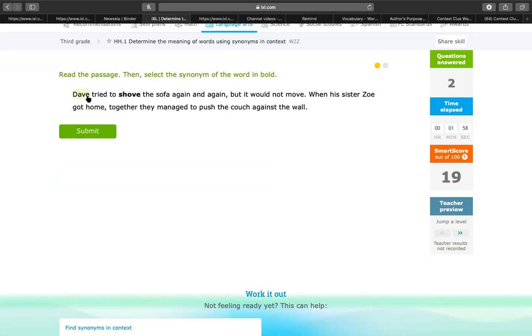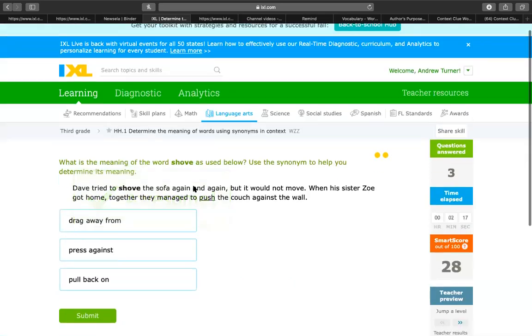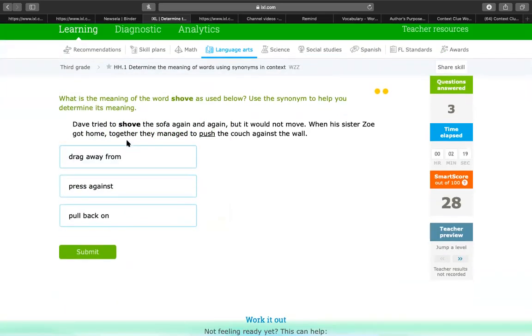Okay. David tried to shove the sofa again, but it wouldn't move. When his sister Zoe got home, together they managed to push the couch against the wall. So what is the synonym for shove? Push. Very good. Awesome possum. Now, we're looking to use substitution here, or we may be able to just get this. We're trying to get the definition for shove. Does that mean drag away from?